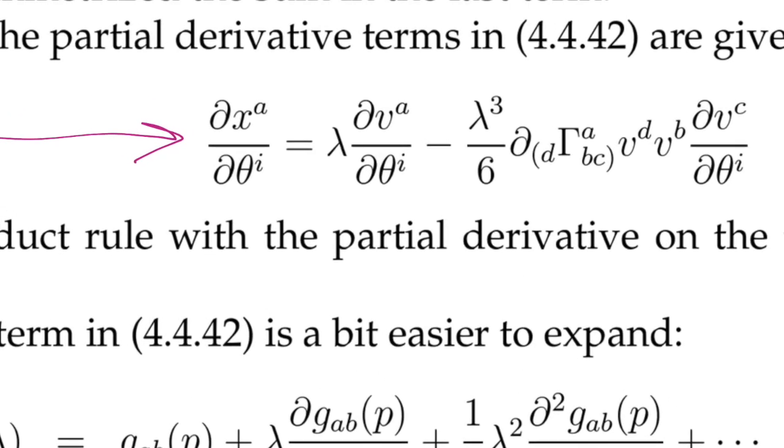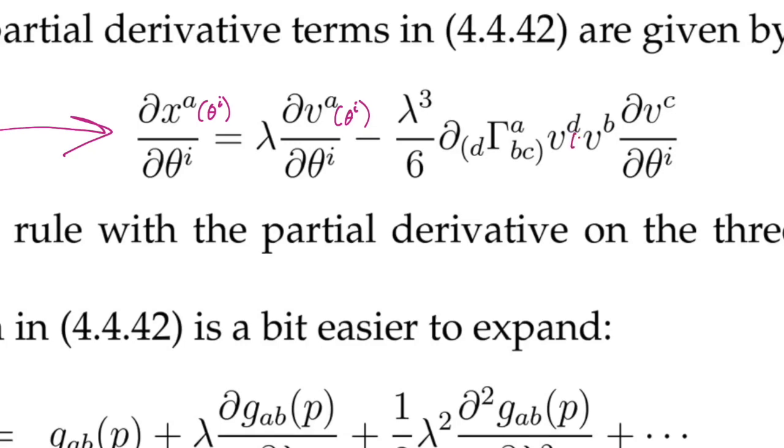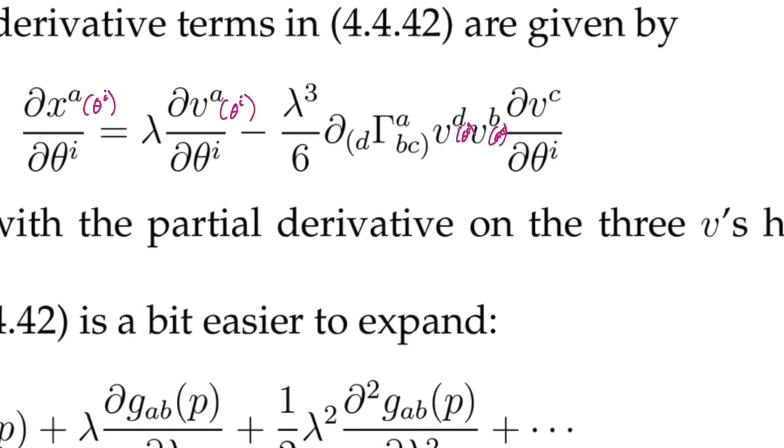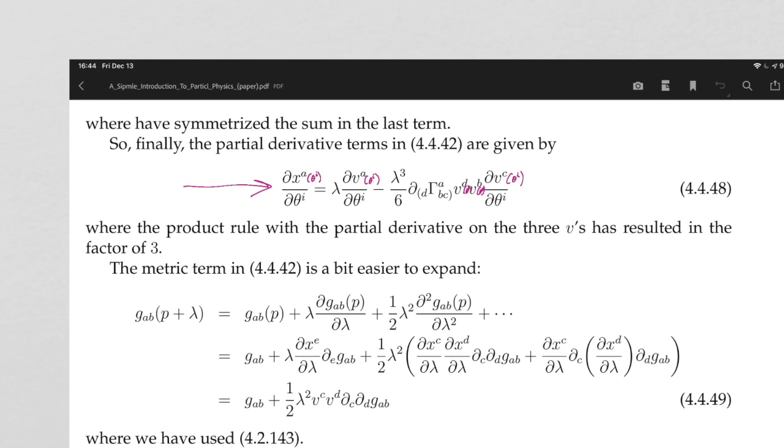What all that I've just said was to show what this line means. This is, I'll just fill it in, x^a of theta I, V^a of theta I, and this is dV^c of theta I over d theta I. So all this makes perfect sense.